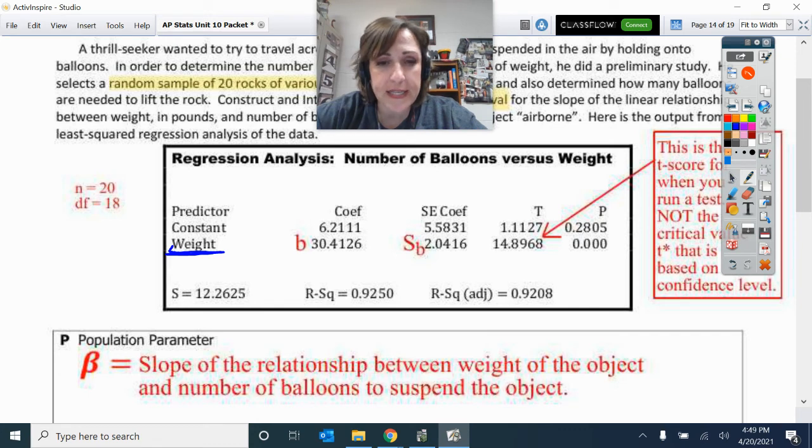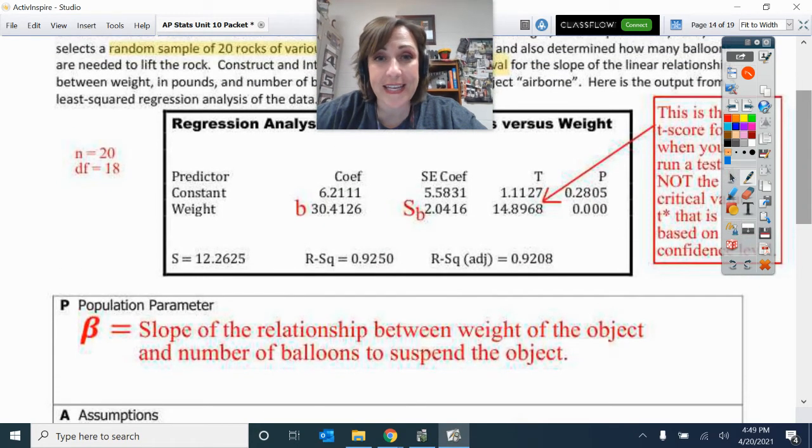There's my slope, little b, the sample slope. Here's the standard deviation of the slope. Now do keep in mind, this is the t-score, and if we were running a test, this would be the p-value. So I'd say yes, I'm rejecting that null hypothesis. I have statistical evidence that there is a linear relationship.